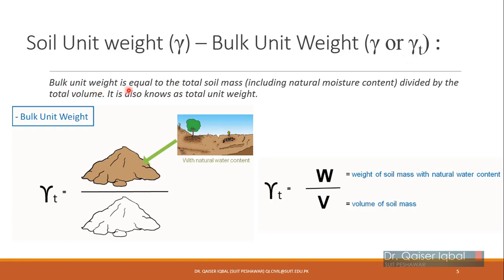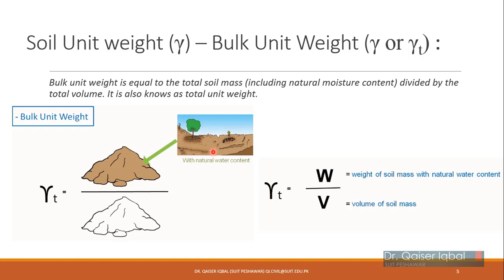So bulk unit weight is equal to the total mass, including moisture, the natural moisture which we have in a soil, divided by the total volume. It is also known as the total unit weight as well. So in natural form, when you take soil, you see it has some amount of moisture. It is not completely dry, but most of the time it is not completely saturated as well. So it is usually in an intermediate condition between fully saturated and fully dry soil.